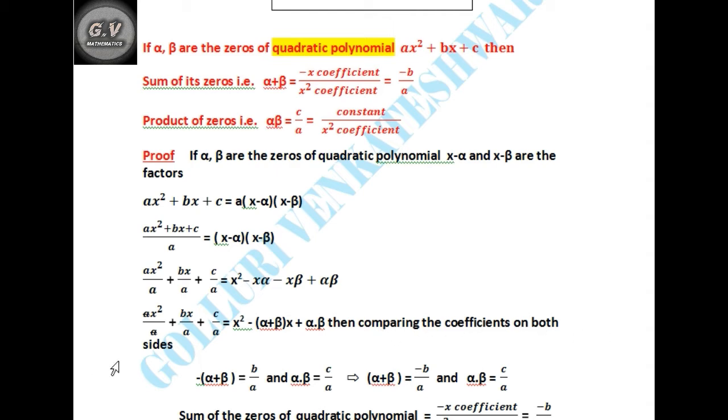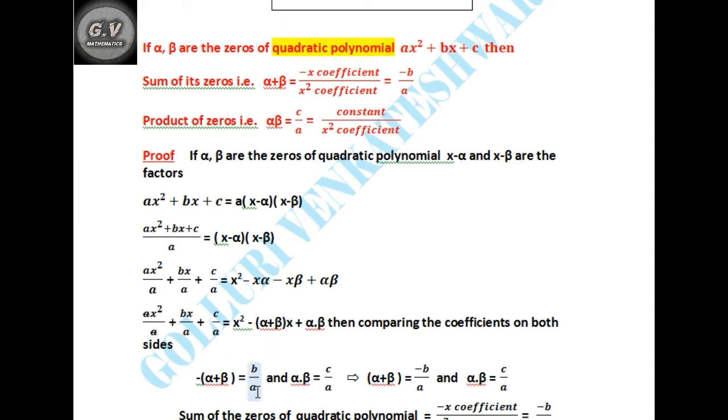Comparing the coefficients, look here: x square coefficient is 1, x square coefficient is 1. So no need to compare x square, both are equal. What about comparing the x coefficients? Here the x coefficient is minus of alpha plus beta, whereas here the x coefficient is b by a. So minus of alpha plus beta is equal to b by a.